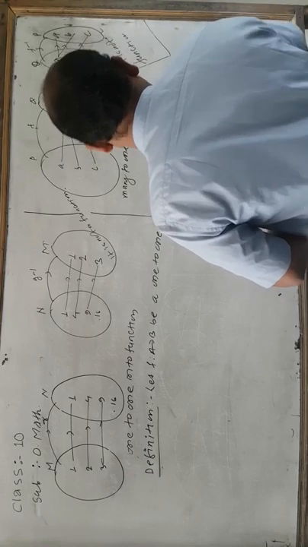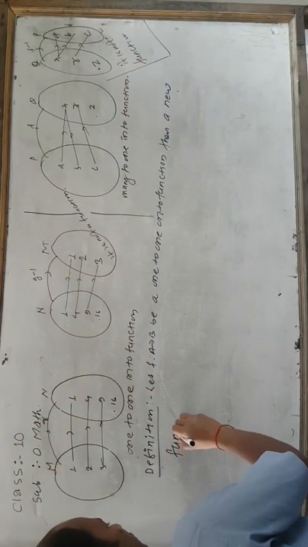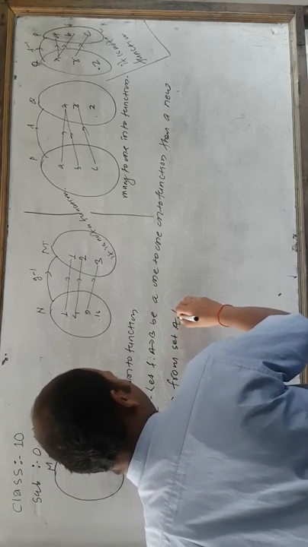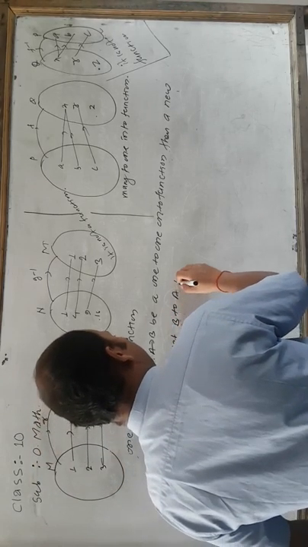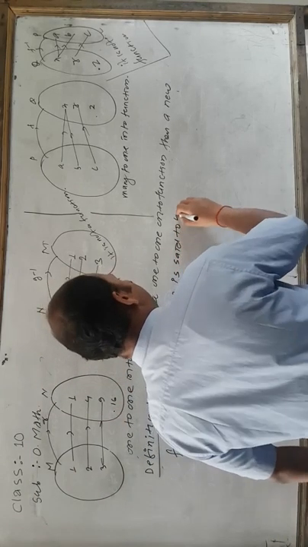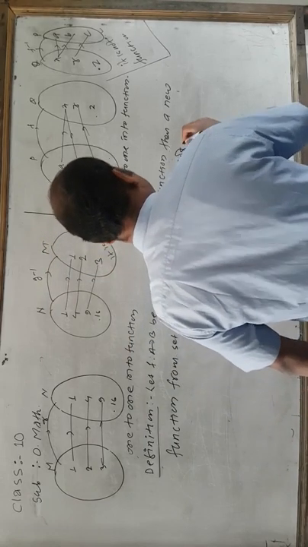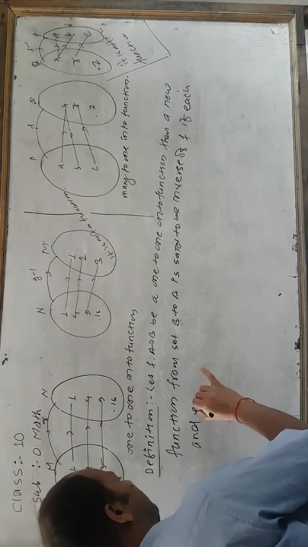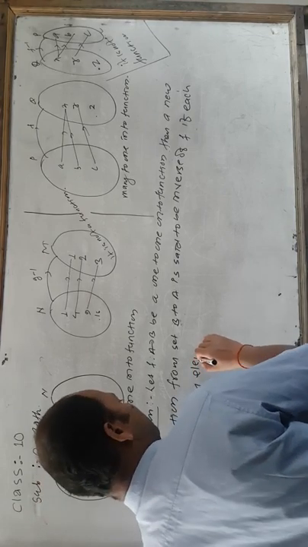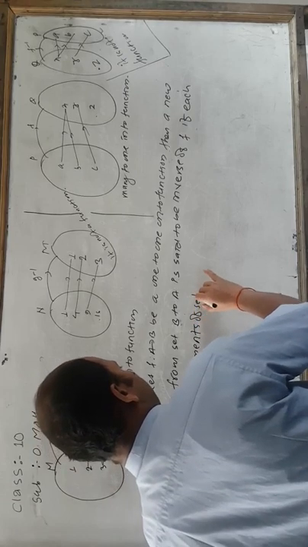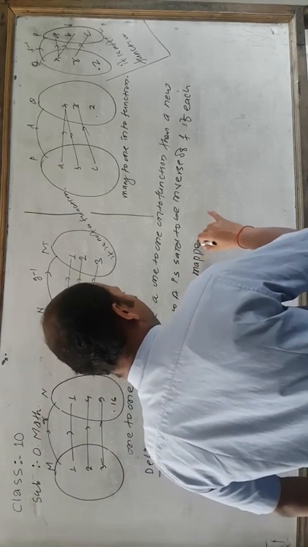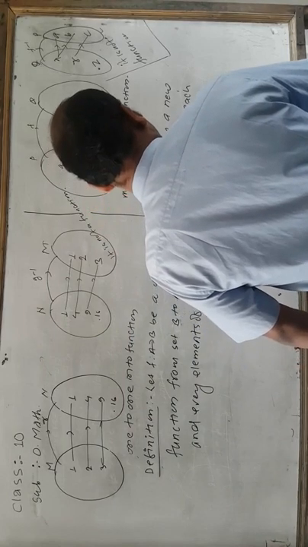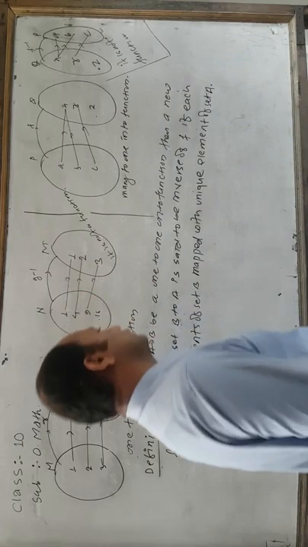Then a new function from set B to A is said to be the inverse of f if each and every element of set B maps with a unique element of set A.